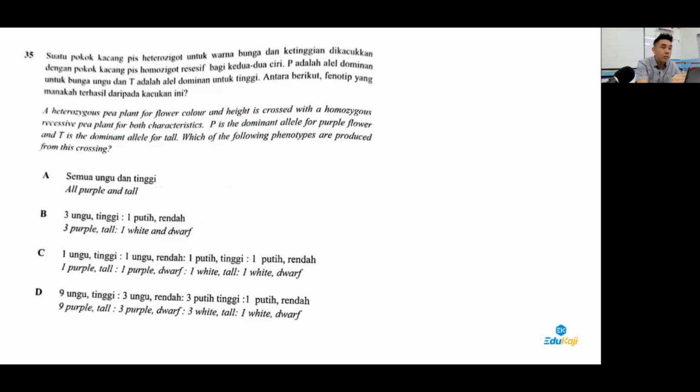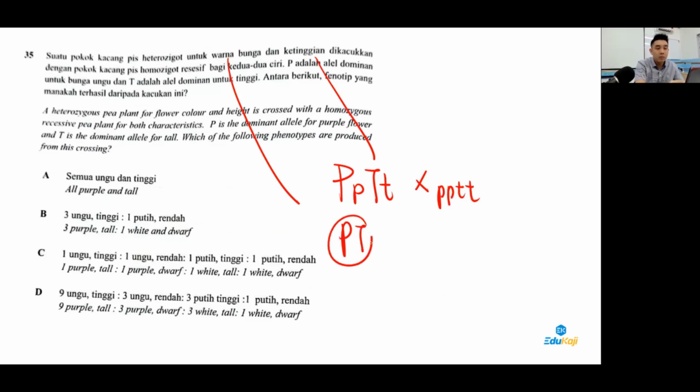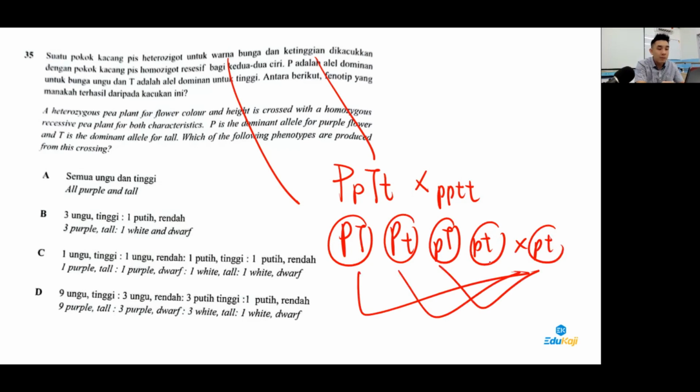So heterozygote for color and height. Another one is homorecessive. So take out the gametes, then cross it out. Guys, you should get 4 different types. 4 different types. Answer is C. Okay, you cross it out, you get the result. You should get C.